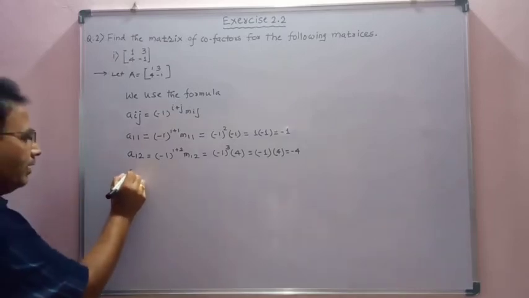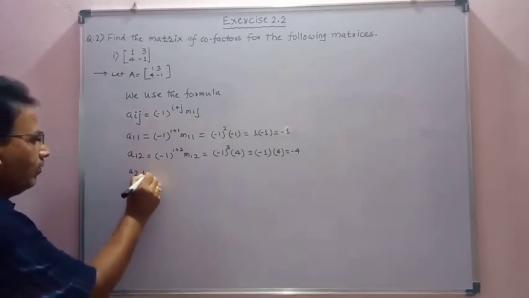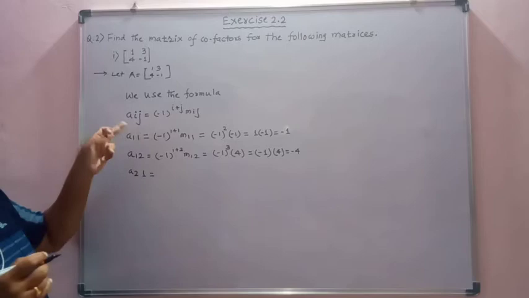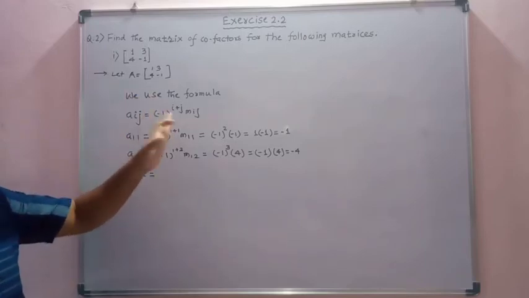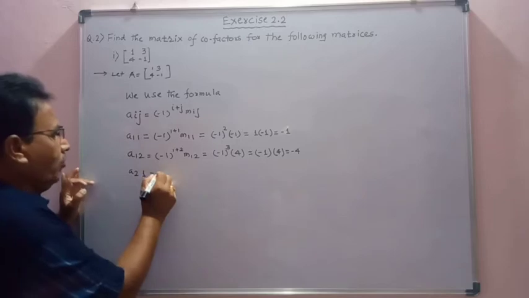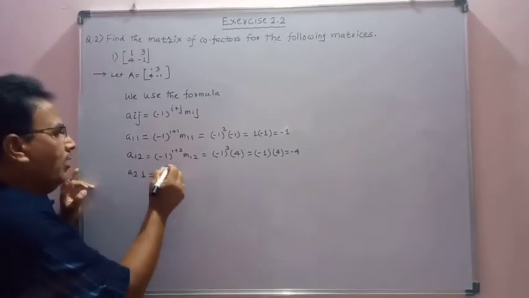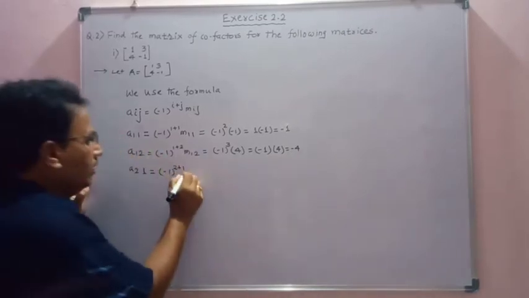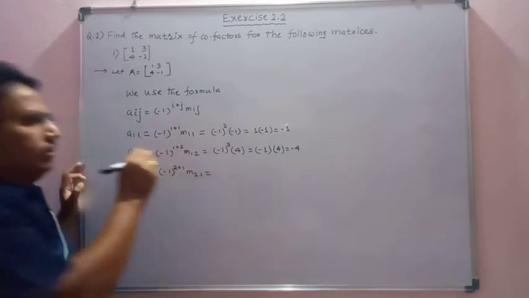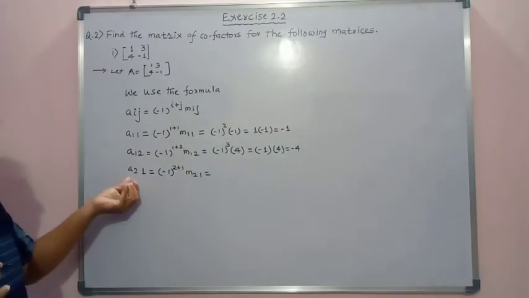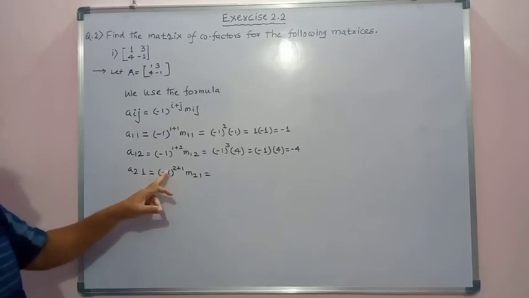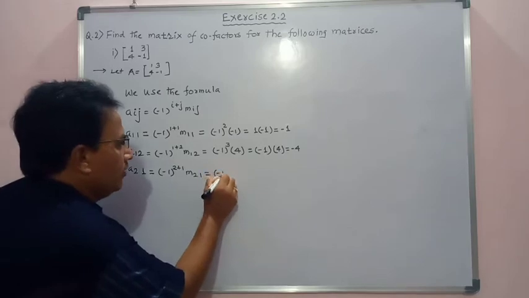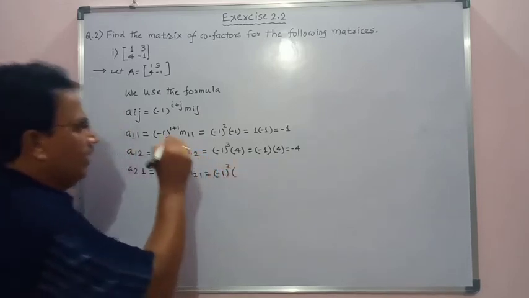The next cofactor is A21, the second row and first column. A21: we use the formula Aij equals minus 1 raised to i plus j into Mij. The value of i is 2 and the value of j is 1, so minus 1 raised to 2 plus 1 into M21. Minus 1 raised to 2 plus 1, this addition is 3, into the value of M21.